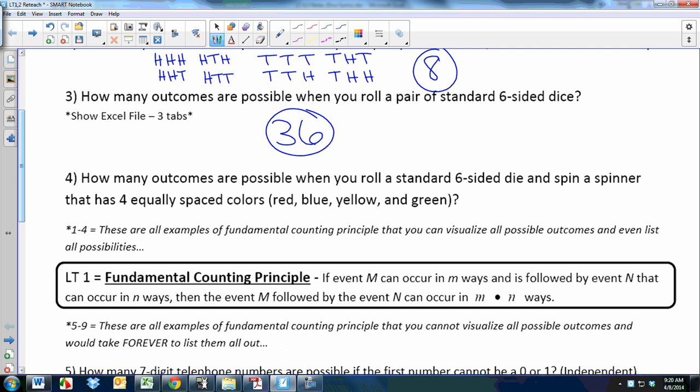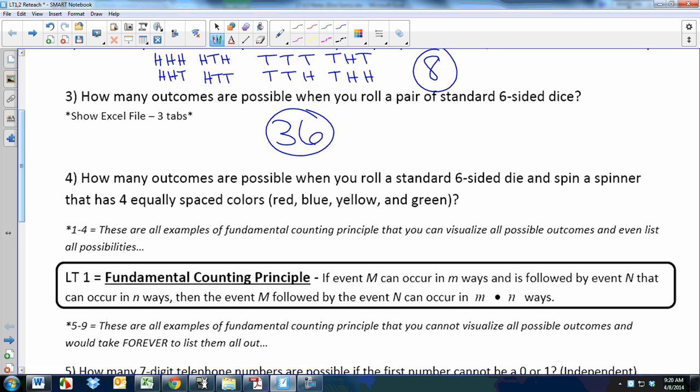So use the fundamental counting principle to answer number 4, or just think about the things that you could get when you roll a standard die and spin this spinner. How many did you get? Still thinking? How about this? Let's think about this. What's one outcome you could get? A 6 and yellow. A 6 yellow.